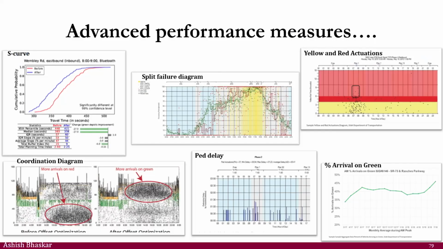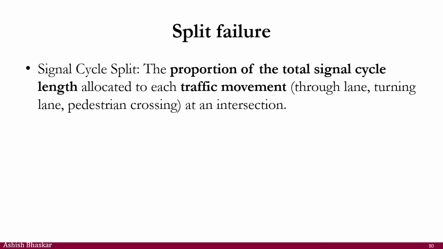So there are different ways to do the performance measures. I've already discussed the S curve here. There are other measures also, right? I will actually discuss split failure, because we have talked about that if I give green to one approach, green to another approach, can I take some green from one to another? And split failure information is actually a good information to do that.